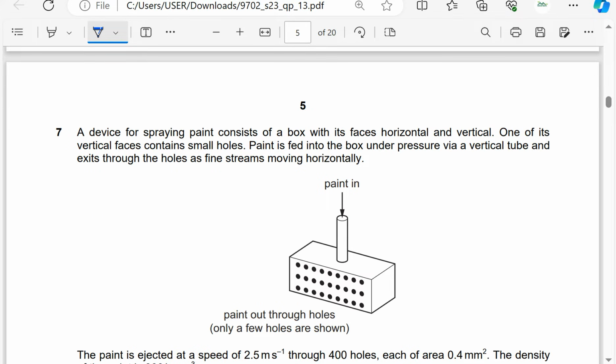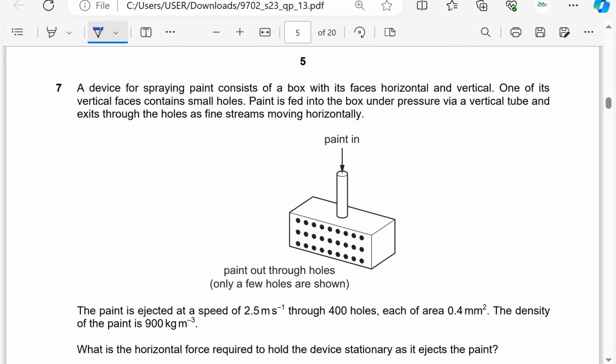A device for spraying paint consists of a box with its four faces horizontal and vertical. One of its vertical faces contains small holes. Paint is fed into the box under pressure via a vertical tube and exits through the holes as fine streams moving horizontally. The paint is ejected at a speed of 2.5 meters per second.